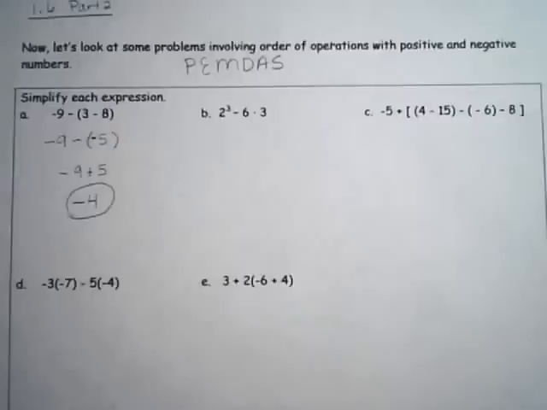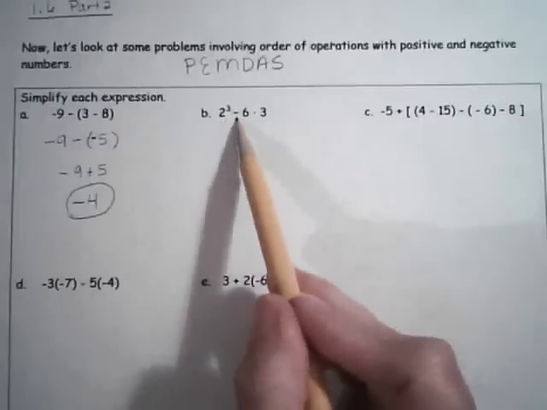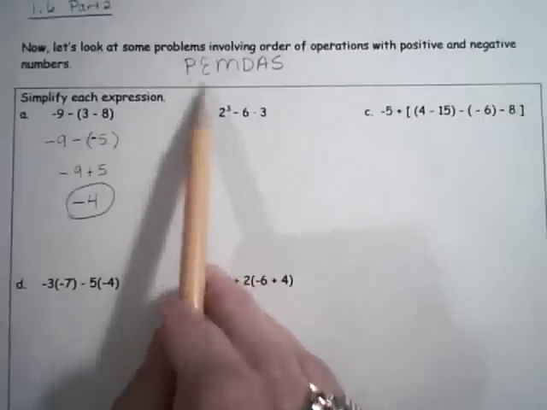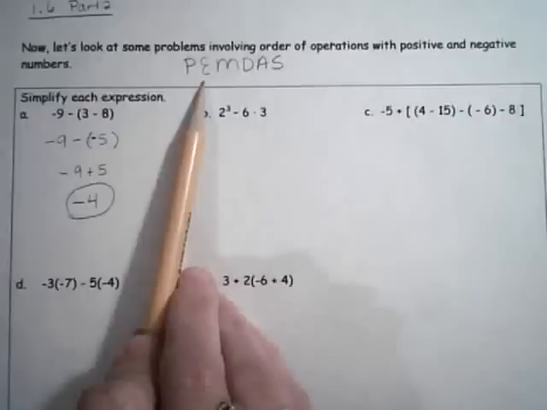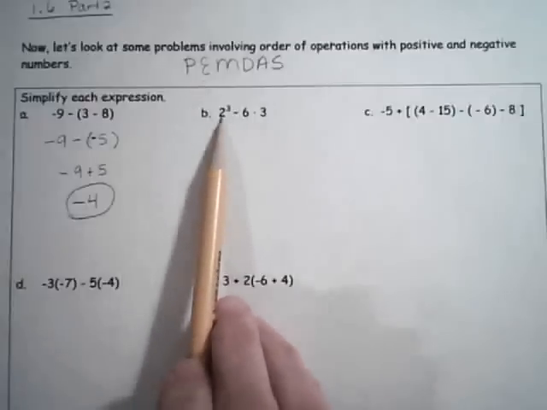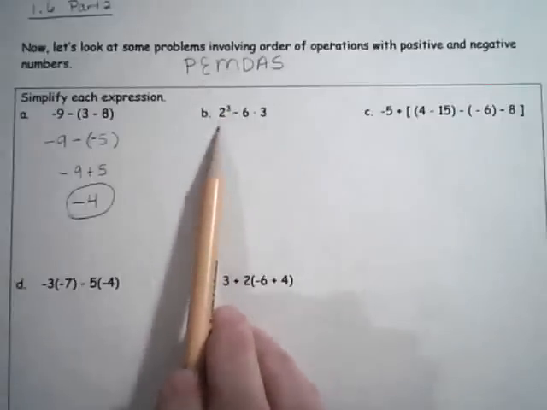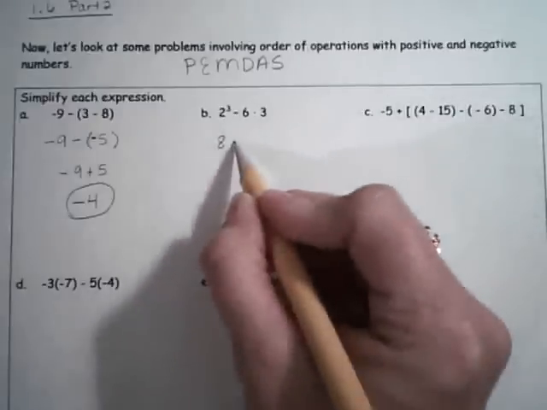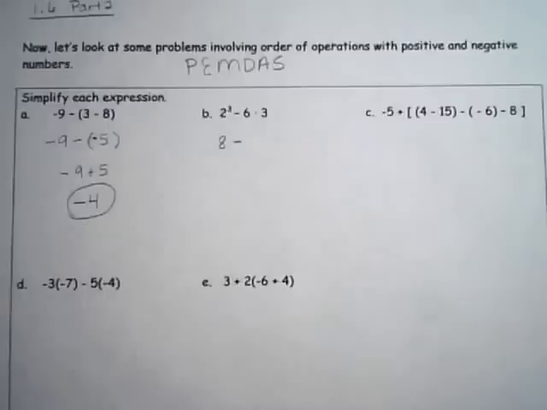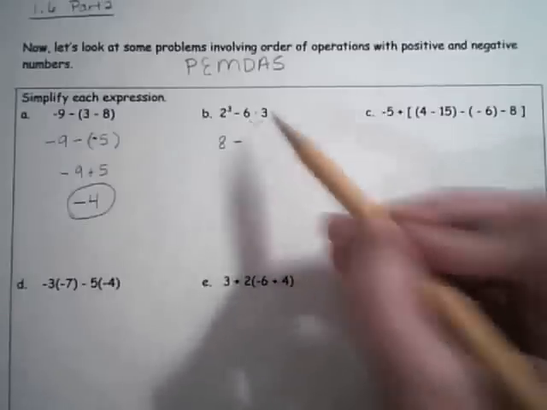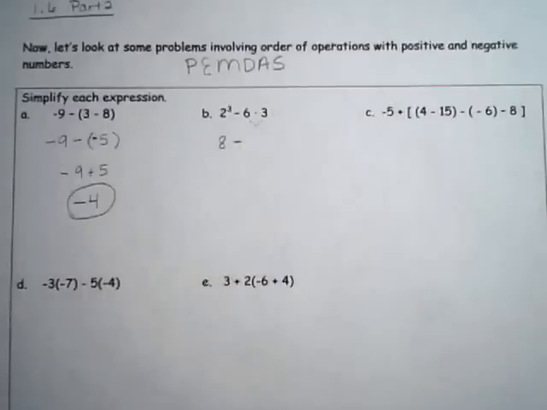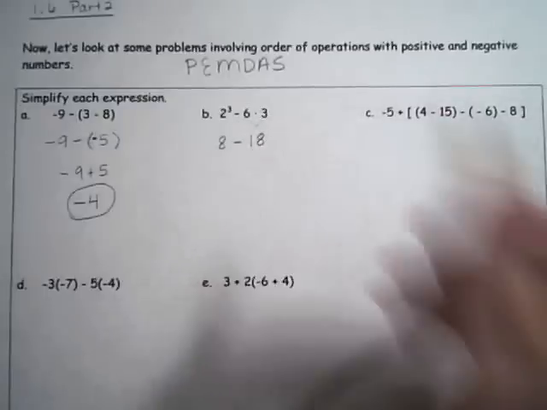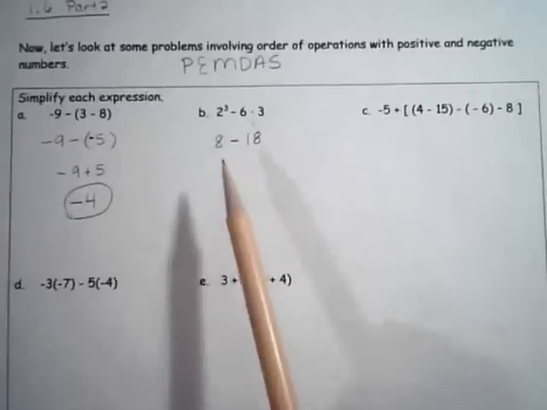Okay, on part B, we have 2 to the third power minus 6 times 3. Okay, we don't have any parentheses, but we do have exponents. So I have to clear my exponent. 2 to the third power means 2 times 2 times 2, which would be 8. Bring down my negative sign. And then we can do our multiplication also, because it's not going to affect the rest of the problem. So 6 times 3 would be 18. And now I would look at that kind of as being a -18.